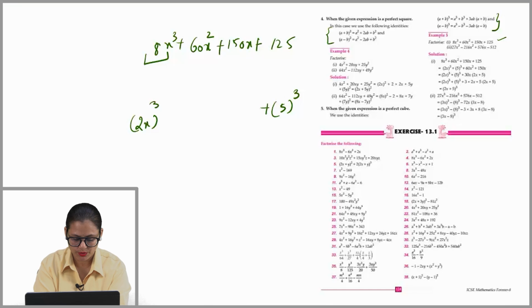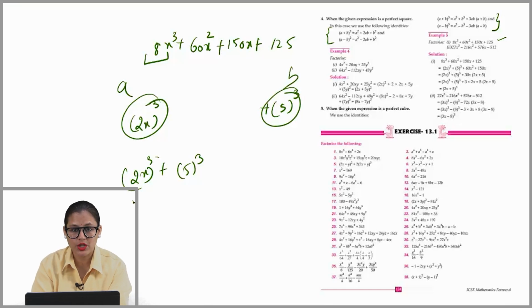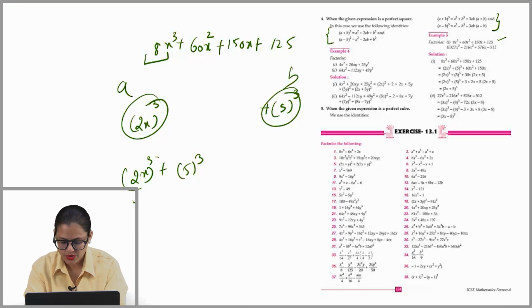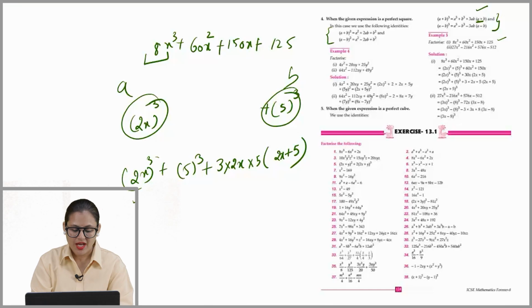Now, what does the identity say? a cube plus b cube. So, (2x) cube plus 5 cube. This is a, this is b. a cube plus b cube plus 3ab, in bracket a plus b. What is a? 2x, b is 5, and then in bracket a plus b, that means 2x plus 5. Now, according to the identity, we will write (2x plus 5) whole cube.